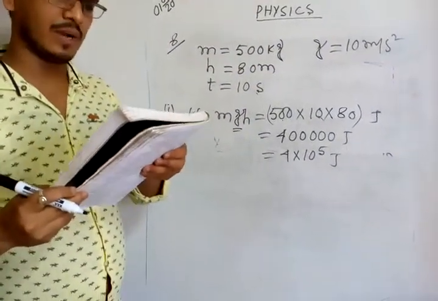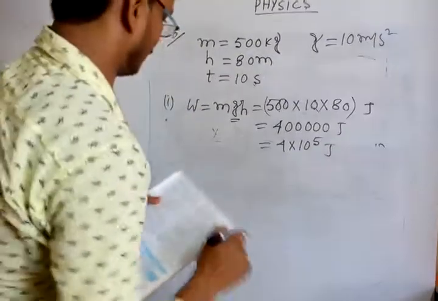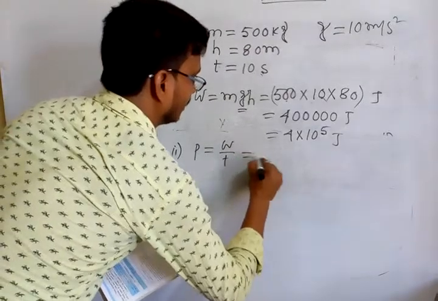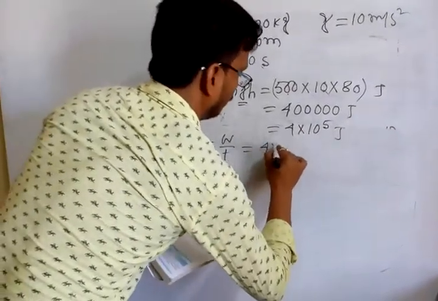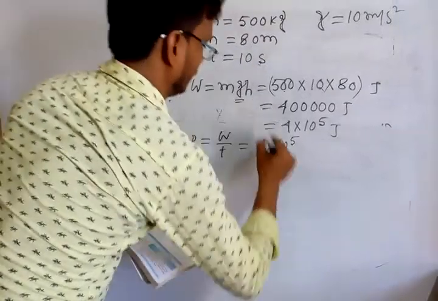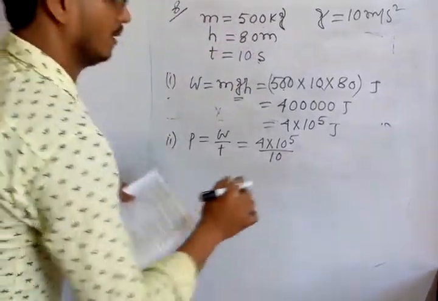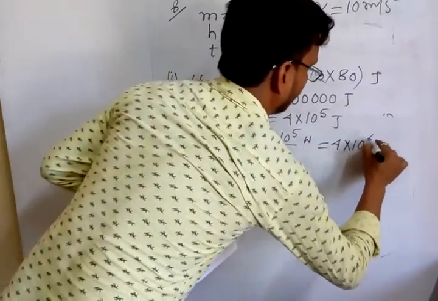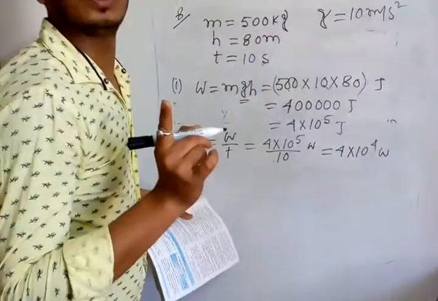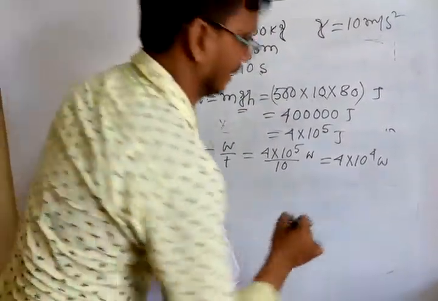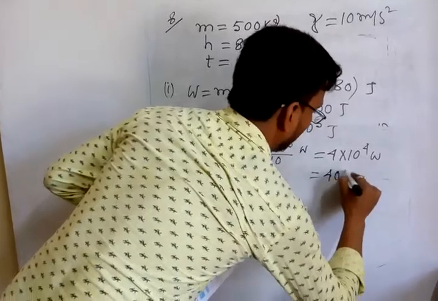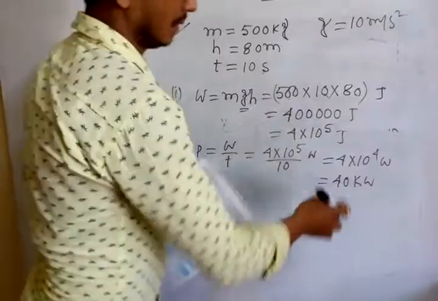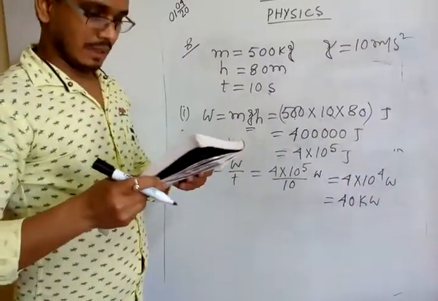Next one asks for the power at which the work is done. So what is the power? As you all know, power is the rate of doing work, work by time. That means 4 into 10 to the power 5 by 10. Unit of power is watt. That means 4 into 10 to the power 4 watt. If you want to convert into kilowatt, we divide by 10 to the power 3. That means 10 to the power 4 by 10 to the power 3, which is only 10. So 4 into 10, that is 40 kilowatt.